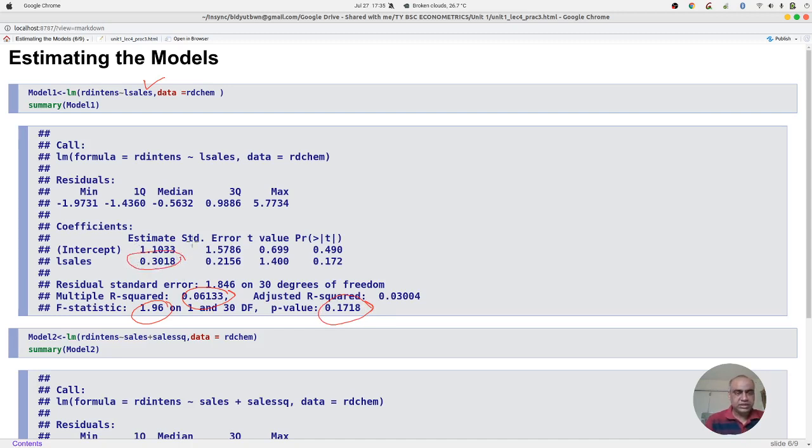That means as the log of sales volume increases, the R&D intention of the firms also increases, but it is not coming out to be statistically significant. Now let us look into the second model.